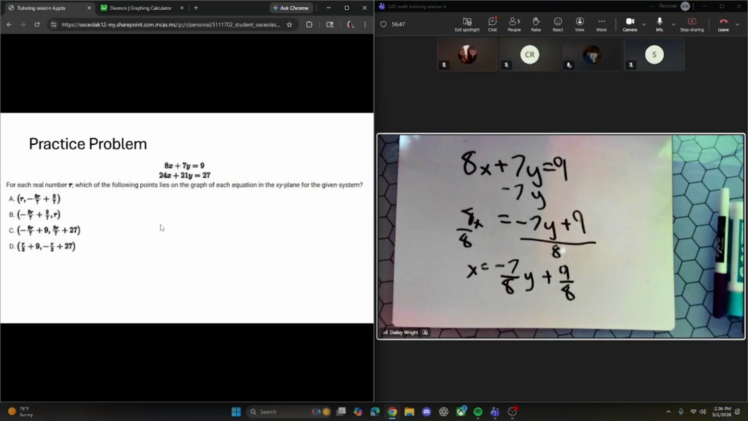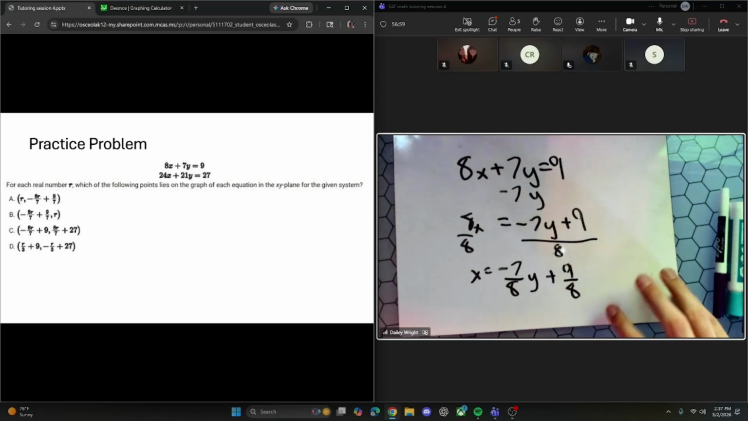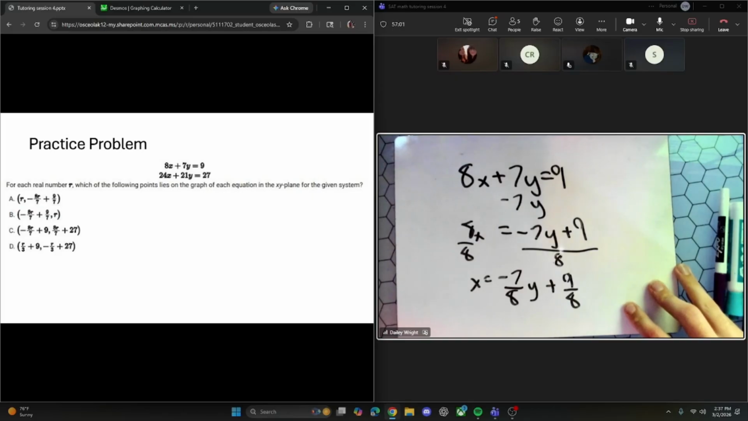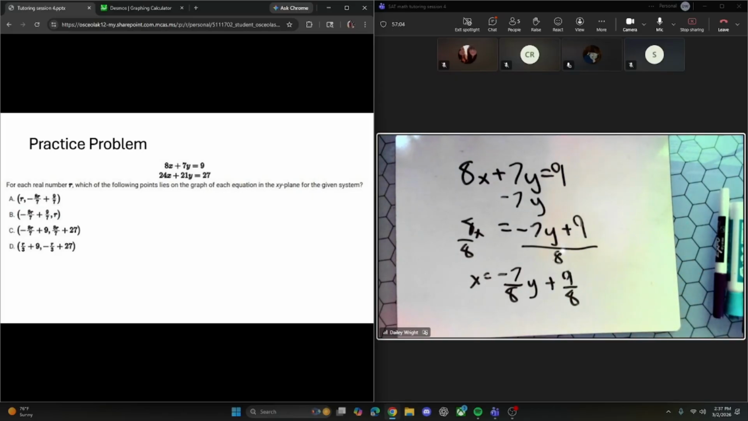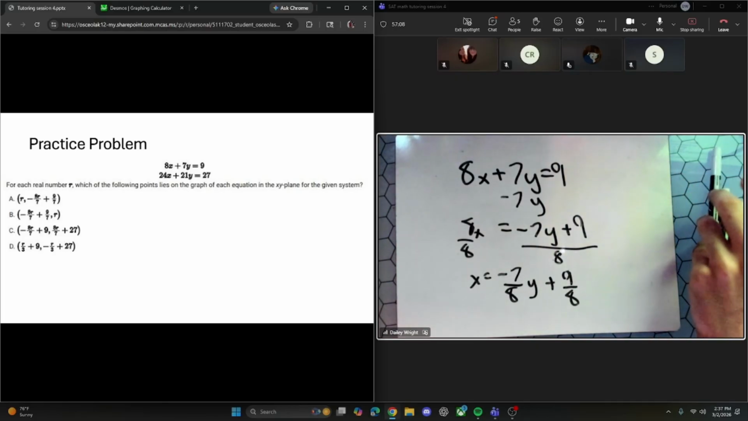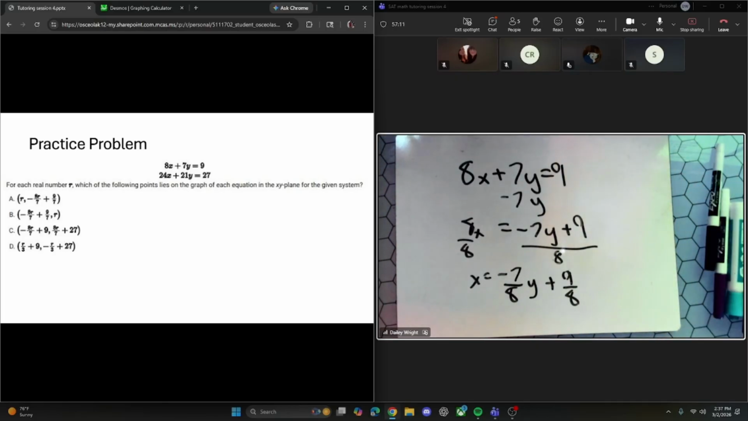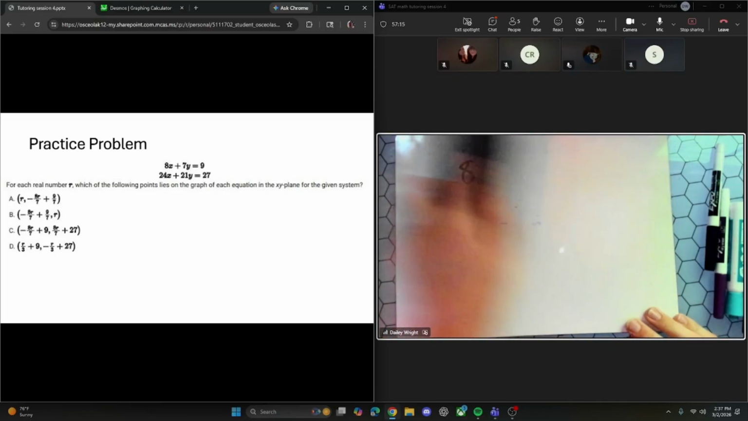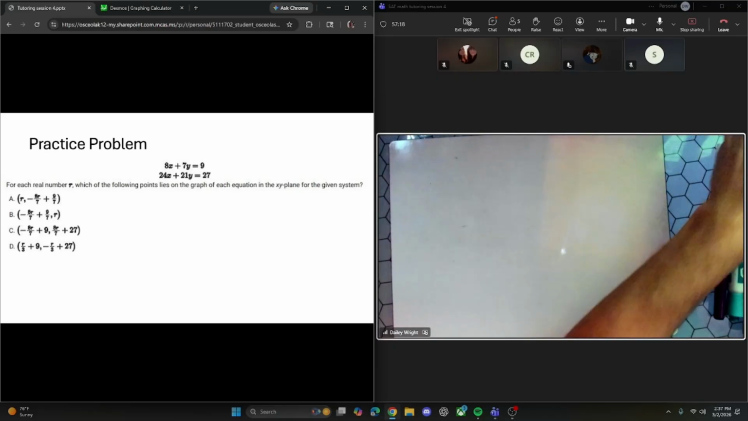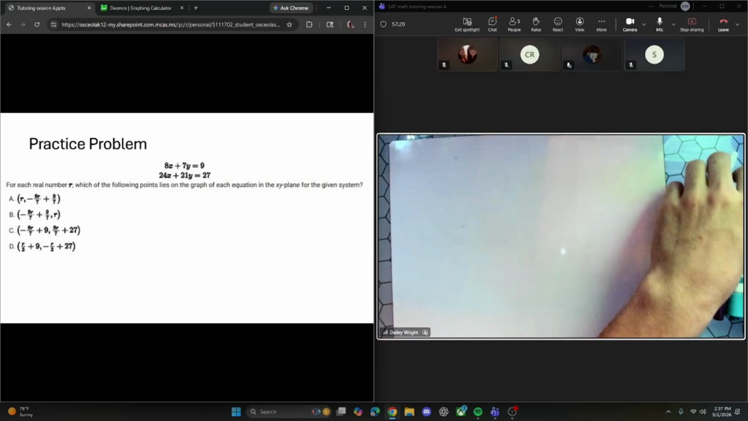So we are going to want to see if this looks similar to any of our answer choices. If we converted this to r, this doesn't look like any of our answer choices. But since we got x by itself, we can see that A can't be correct, because if we converted this to r, then it would be r equals negative 7 over 8 r plus 9 over 8, which is different from A. So A cannot be the correct answer.